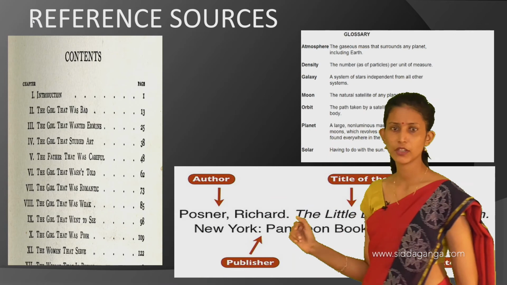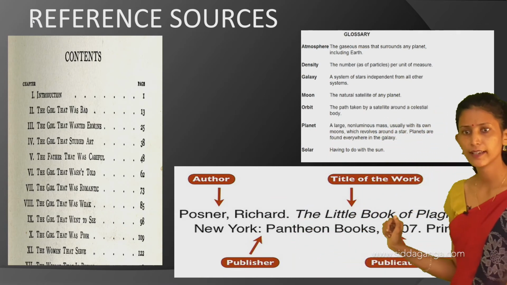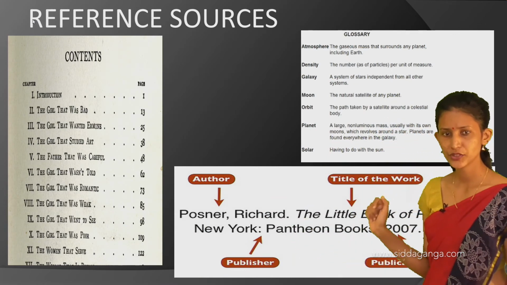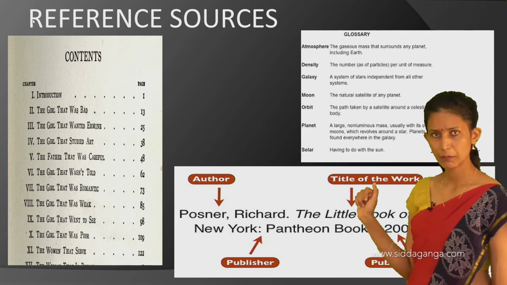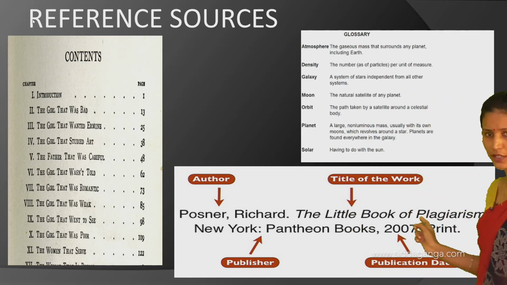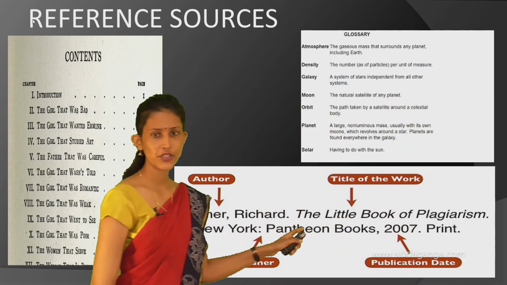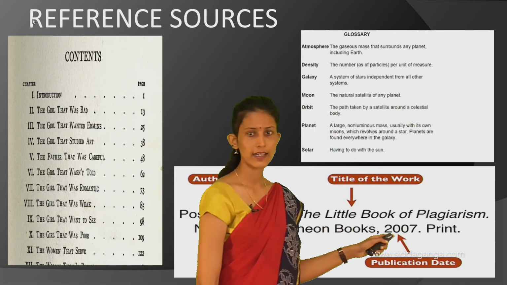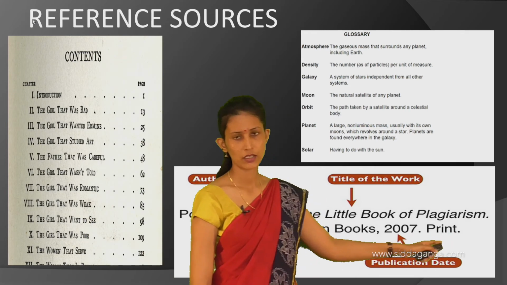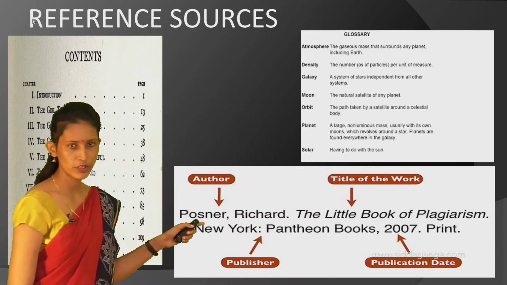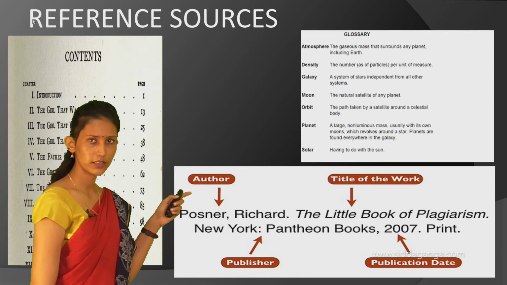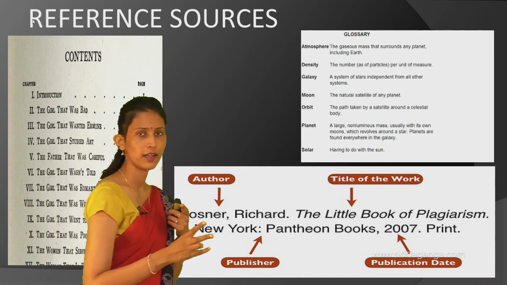This is the bibliography, where you mention the name of the author, the name of the book, the place, New York, the publishing house, and the year, and it is in print. This is how you write it. In a bibliography you write the name of the author.